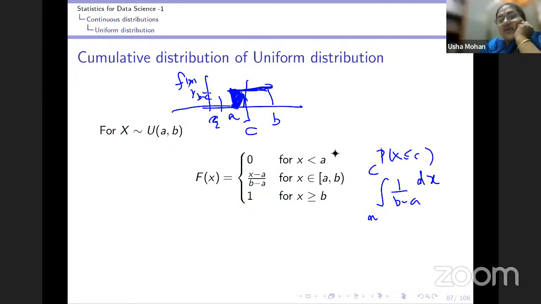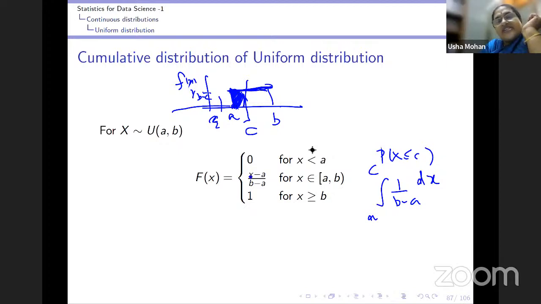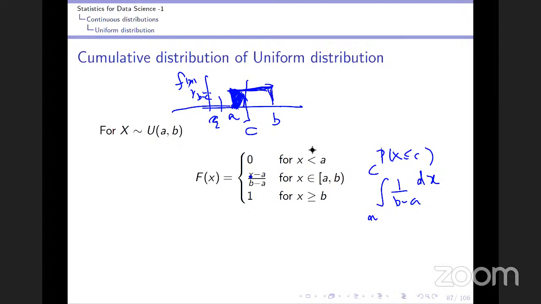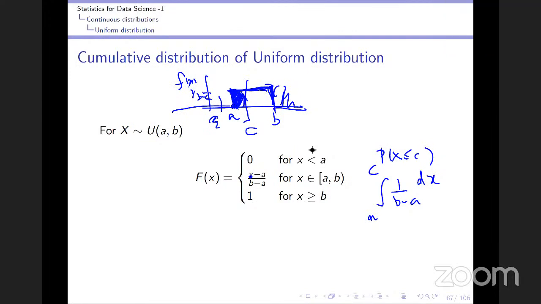What is that value? That would be c minus a by b minus a. So for any c which lies between a and b, it would be c minus a by b minus a. Would you agree? For c greater than b, it is going to be 1. Agreed? This is the cumulative distribution function.